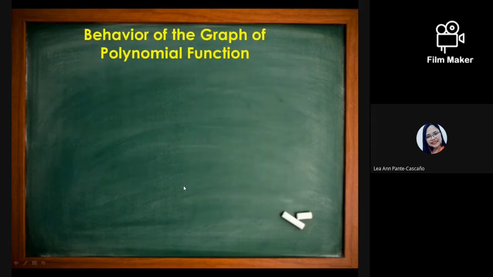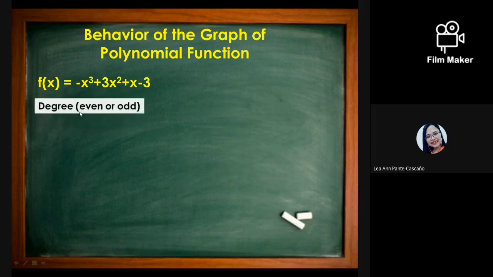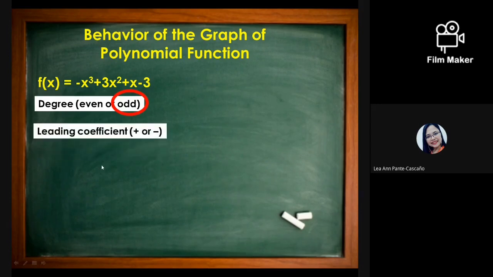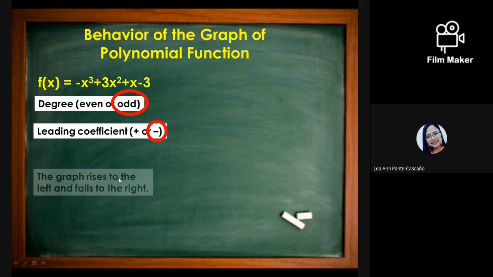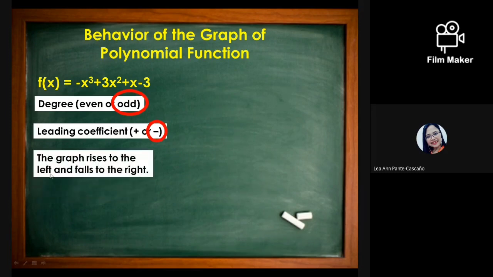Let's have another example. If we have f of x equal to negative x cubed plus 3x squared plus x minus 3. Let's see the degree. As you can see, this is 3, therefore that is odd. Let's have now the leading coefficient. Is it positive or negative? So this one is negative. So if you have now odd, negative, the behavior of the graph now, it rises to the left and falls to the right.